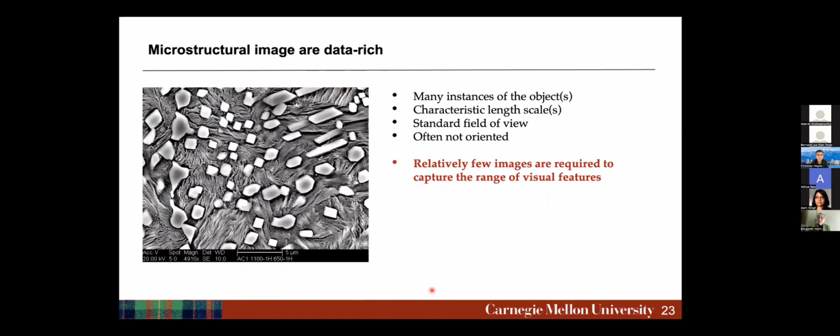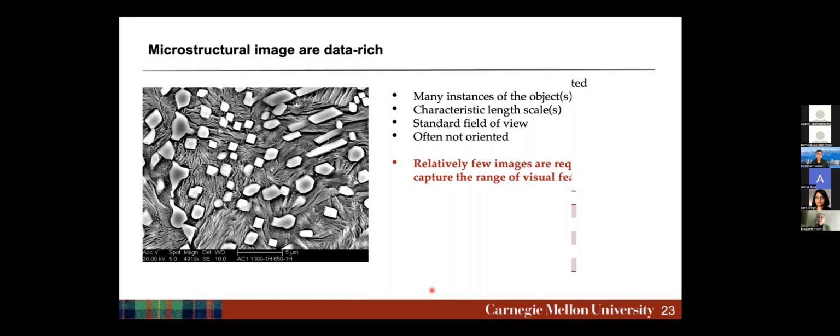For microstructural images, they're data rich by intent. We are trying to take a picture that contains as much information as possible. And so we include many instances of the objects of interest. We try to capture the correct length scale to view the information. We use standard fields of view, sometimes oriented, often not oriented. But this means we have information-rich images and we don't need as many of them to capture the full range of visual features that we need to do machine learning tasks efficiently with efficient training.